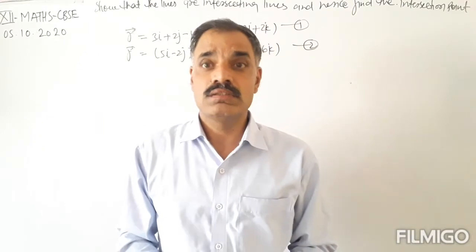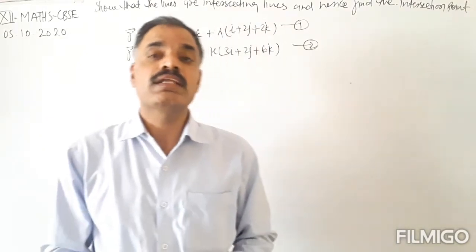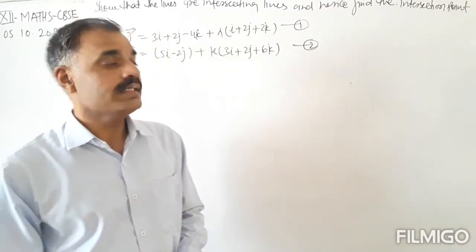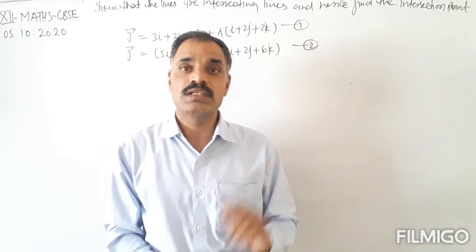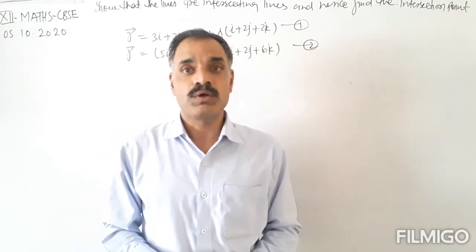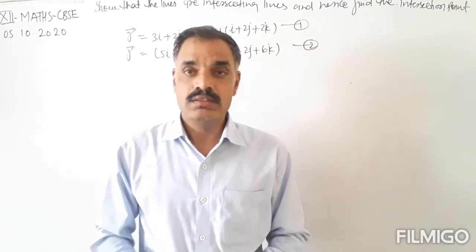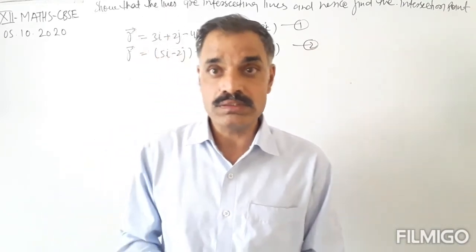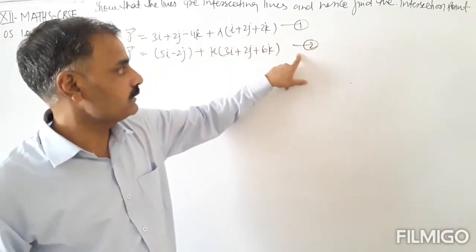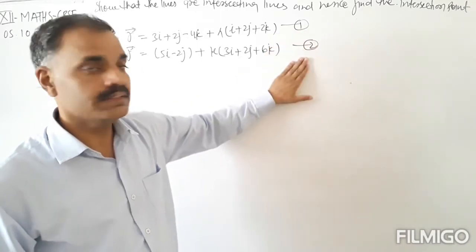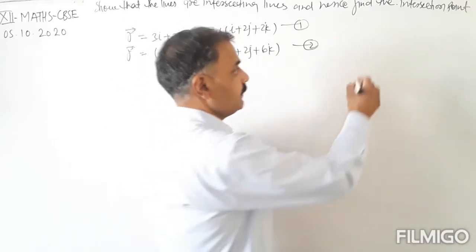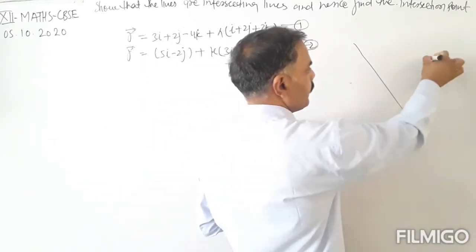Okay students, this is the next question. I am reading the question: show that the given lines are intersecting lines, and hence find the point of intersection. These are all important questions and have some concepts. So we have equation number first and equation number second, the first line and the second line. These two lines are intersecting lines. Intersecting lines means they intersect somewhere in space.